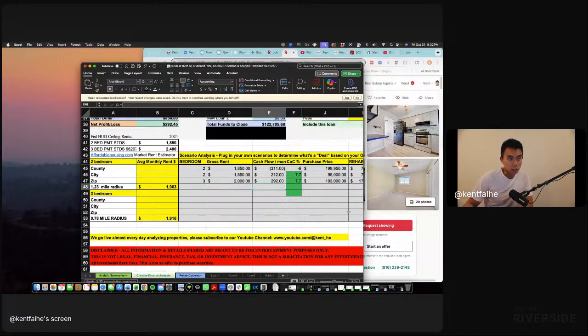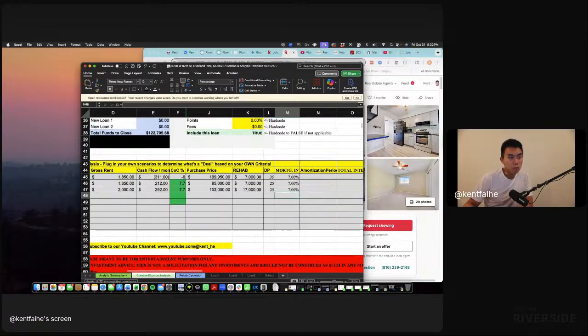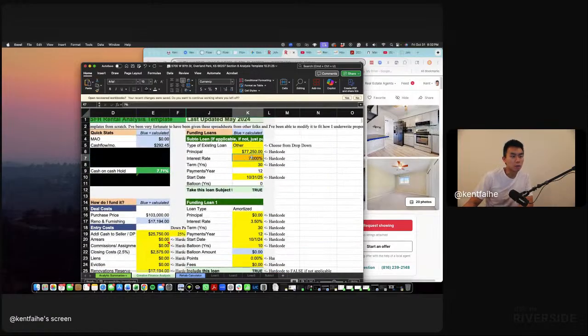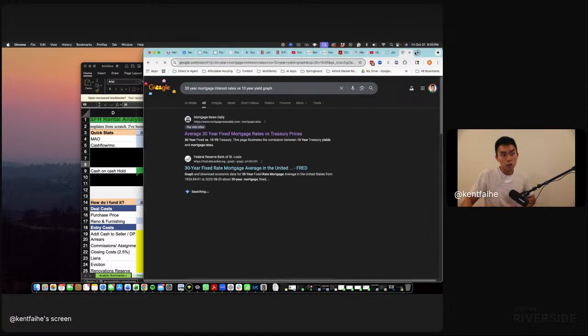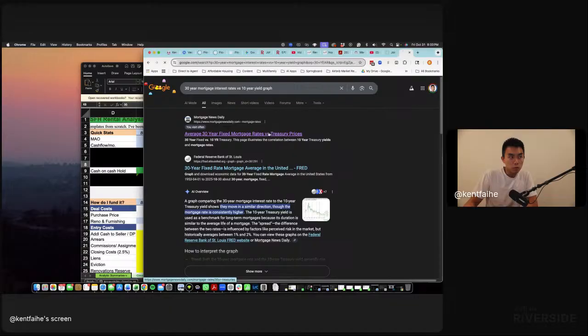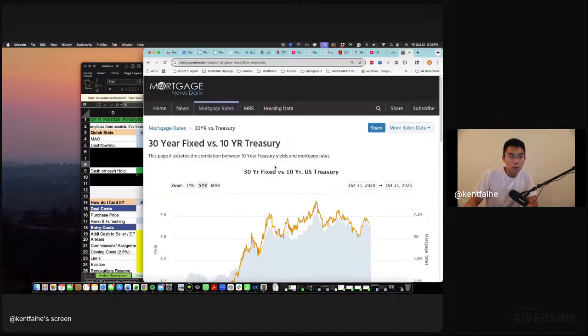I'll do one more exercise. Let's say your interest rate dropped down by a full point, right? There's all this talk about interest rates and stuff like that. So just understand that your interest rates are affected by two factors. One is the 10-year treasury yield, and the other is the spread between the 10-year yield and the 30-year mortgage interest rate.